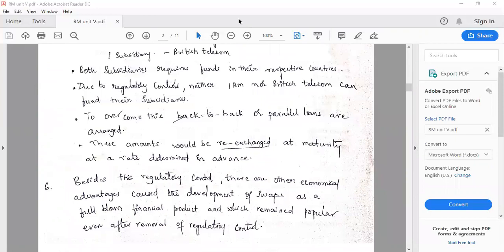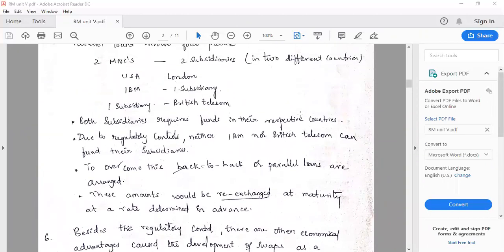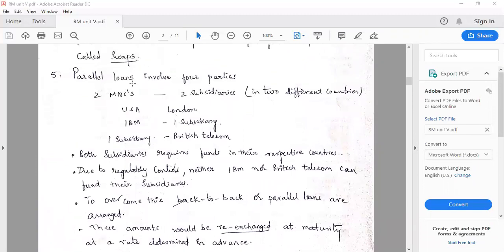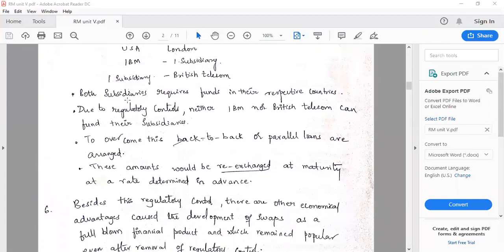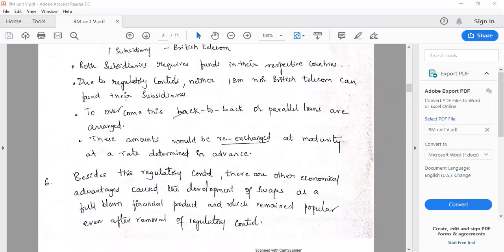Whenever they are taking these back to back or parallel loans, they'll re-exchange the money at the end of their determined date. Okay, so that is the mechanism underlying these parallel loans or back to back loans. Besides the regulatory control, there are other economic advantages because of these swaps.